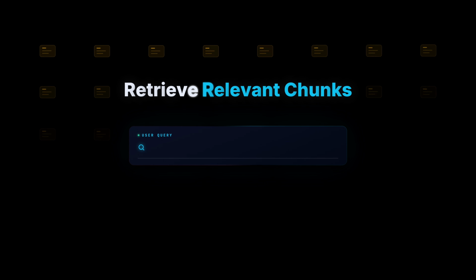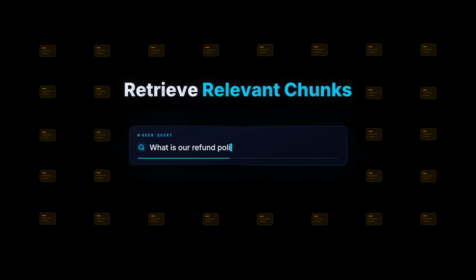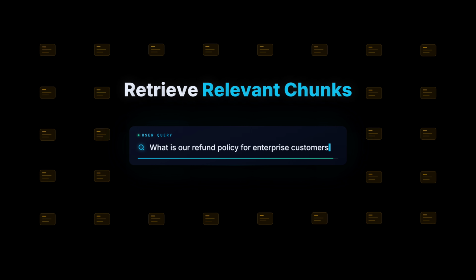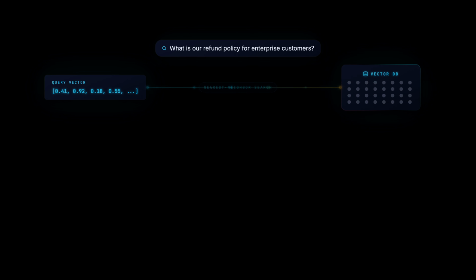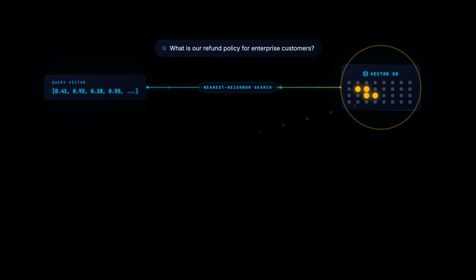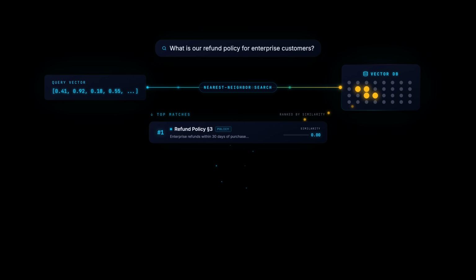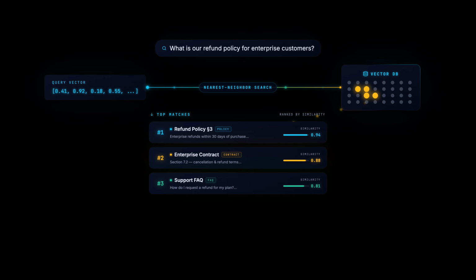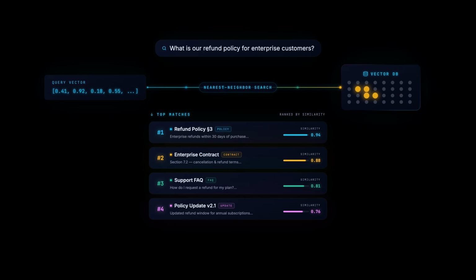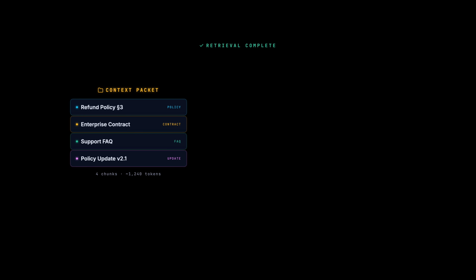Then comes the moment that triggers everything. A user asks a question. Say, what is our refund policy for enterprise customers? The system embeds that question and searches the vector database for semantically similar chunks. It might pull back a section from the refund policy, a paragraph from the enterprise contract template, a customer support FAQ entry, and a recent policy update memo. Notice, the system is not answering yet, it is gathering evidence.